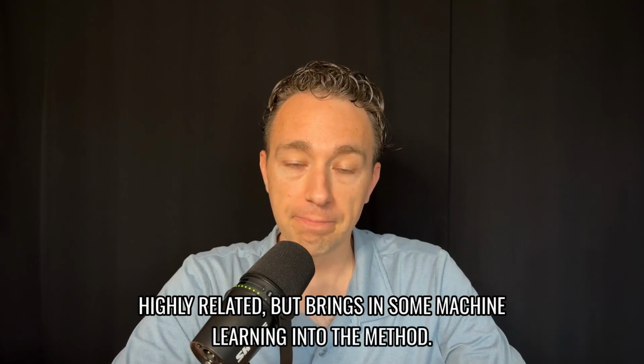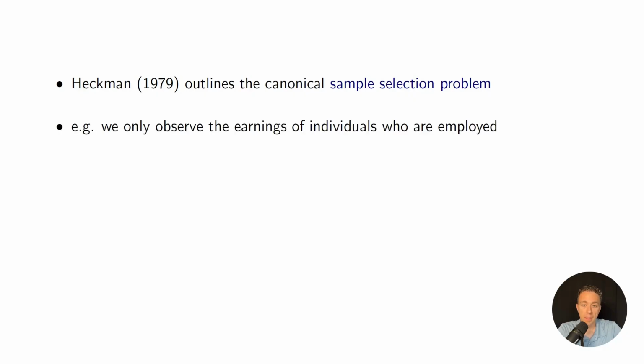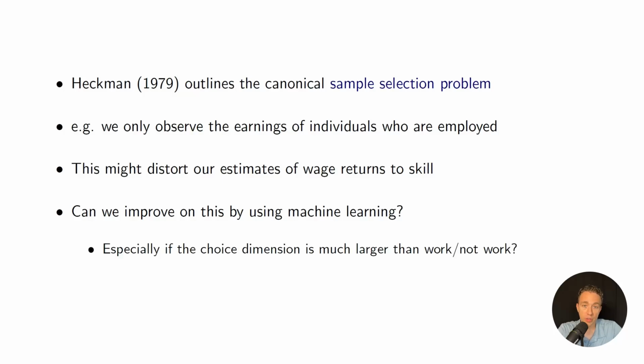into the method. So if you go back to 1979, that's when Heckman's famous paper about sample selection correction was published. And the canonical example here is that we only see the earnings for people who are employed. And this could distort our estimates of, say, the returns to skills, because maybe the less skillful people are the ones who don't have a job right now. And so the question that my paper is asking is, can we improve on this by machine learning? And especially if we have a much larger choice set than a binary employed or not employed.